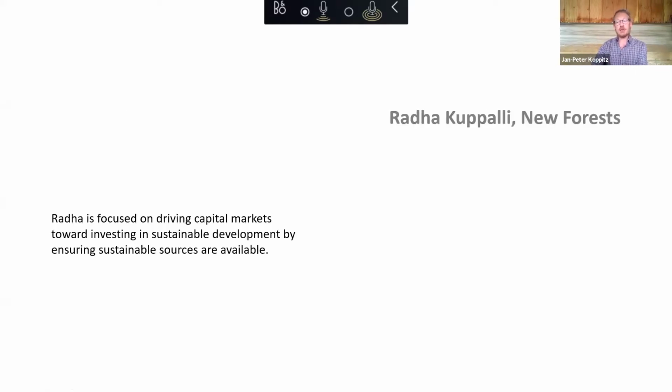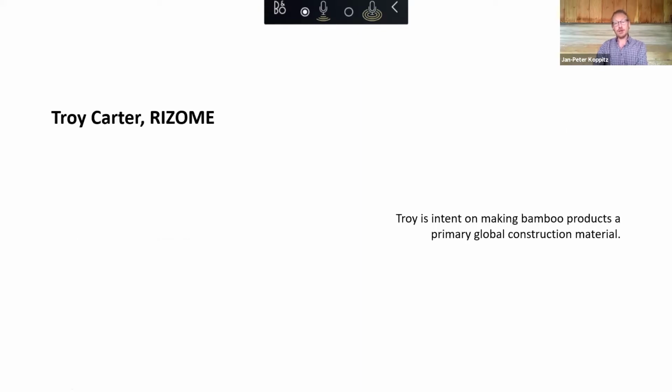Radha Kuppalli is from New Forests. She's focused on driving capital markets towards investing in sustainable development, ensuring that sustainable wood sources are available in the built environment. And Troy Carter will help us answer the questions on bamboo. He's intent on making bamboo a primary global construction material, and he will tell us all about bamboo today. And with that, I will hand it over to Radha.